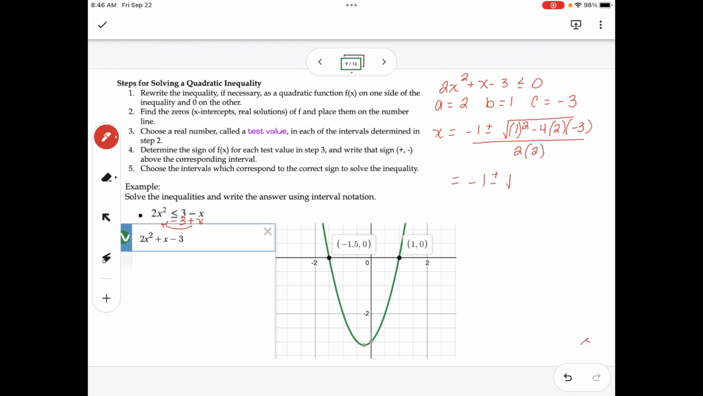The opposite of b plus or minus the square root of 1 squared is 1. Let's see here. -4 times 2 is -8. Times -3, that gives me positive 24, all over 4. Oh, happy day, we have -1 plus or minus the square root of 25, that'll be useful, equal to 5, over 4, excuse me. So then this gives me -1 plus or minus 5 over 4.